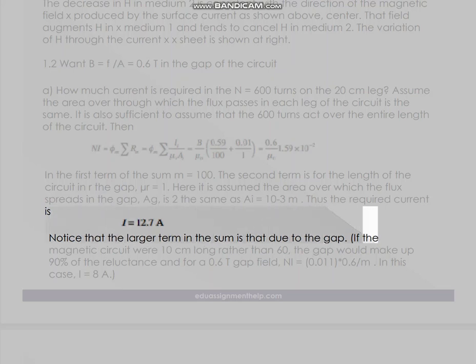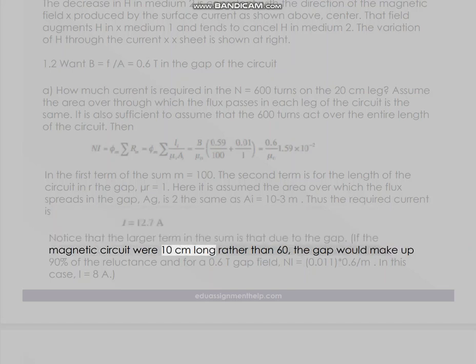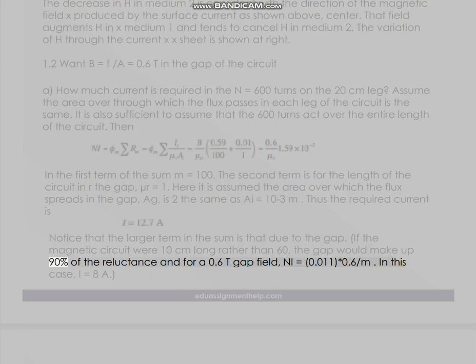If the magnetic circuit were 10 centimeters long rather than 60, the gap would make up 90% of the reluctance, and for a 0.6 T gap field, Ni equals 0.011 * 0.6/μ0. In this case, I equals 8 A.